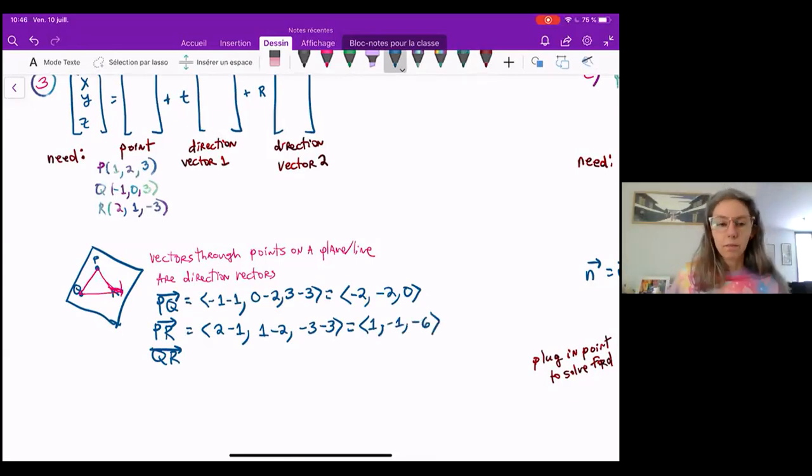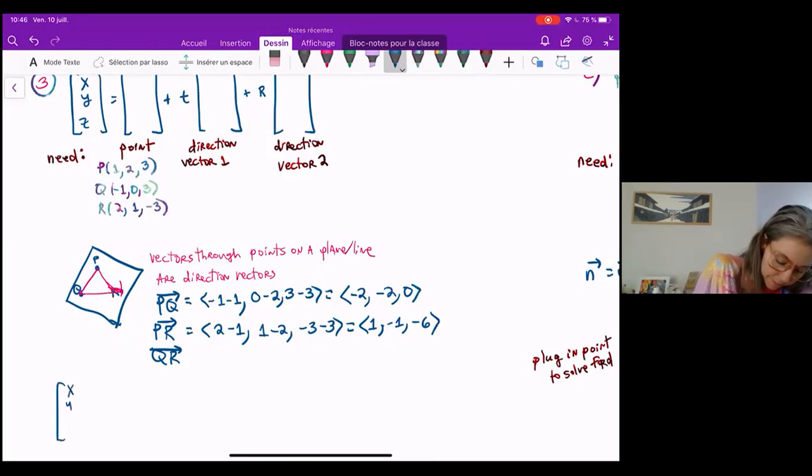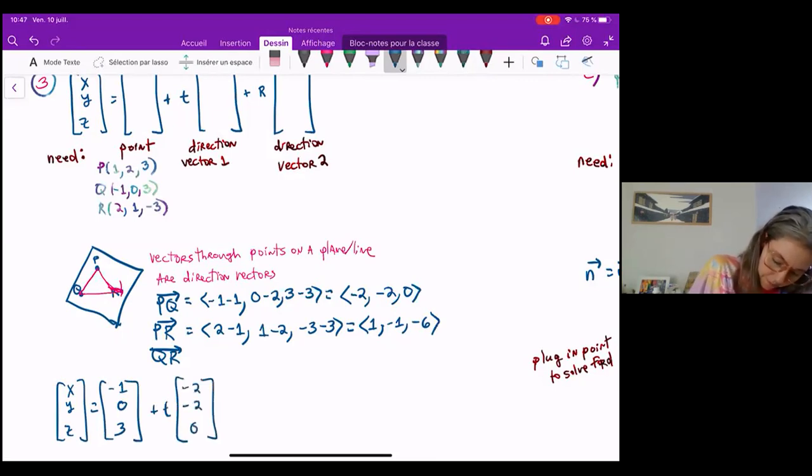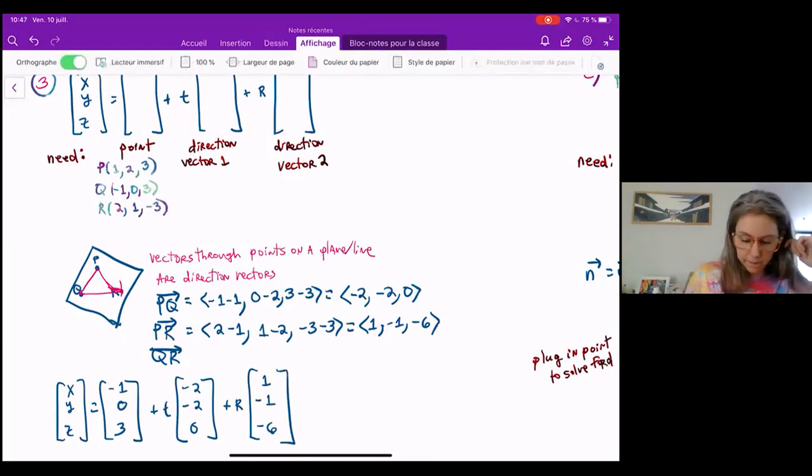Well, guess what? That's it. Now I have everything. I have 3 points and 2 direction vectors, but I only need 1 point. So I'm just going to pick a random point. I'll go with Q, why not? And voila, there you go.